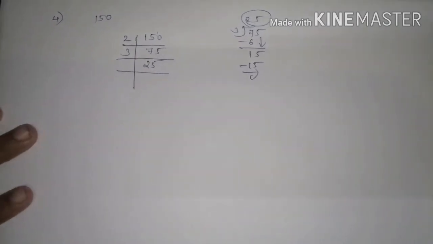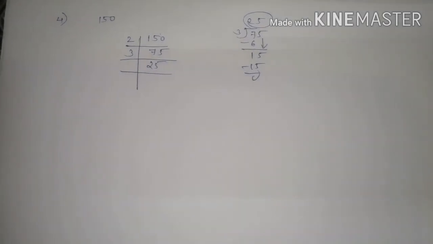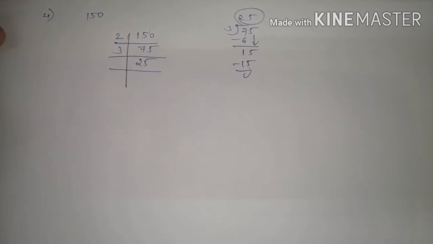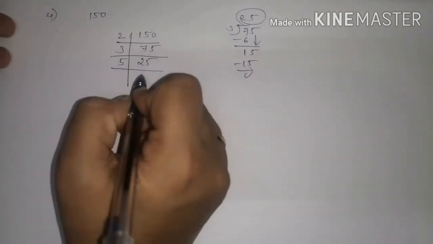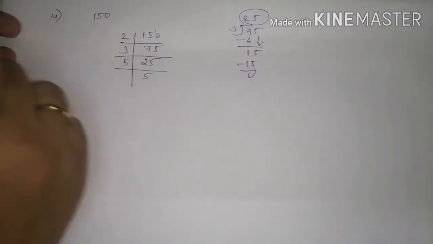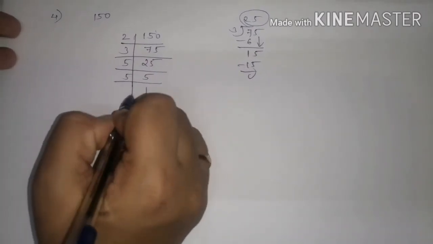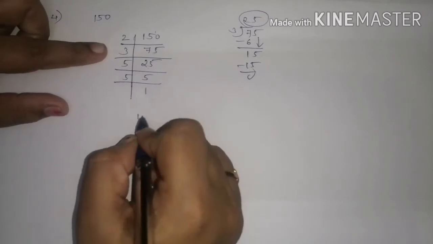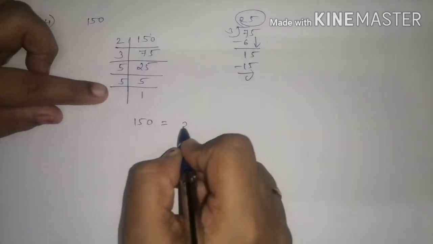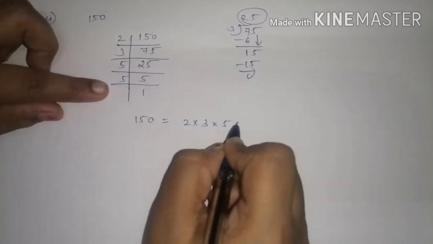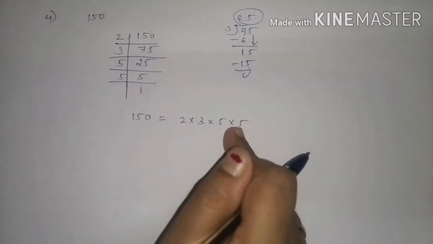25 comes in which table? Prime numbers: 2 it will not go, 3 it will not go. After 3 the next prime number is 5. 25 comes in 5's table. So 5 fives are 25, 5 ones are 5. 1 came, stop. Write the factors of 150: 2 into 3 into 5 into 5. So you can check, these are all prime numbers.